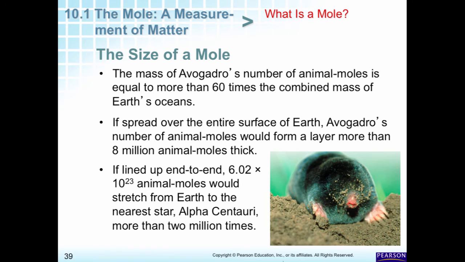I really like to think of having a mole of pizza because pizza is my favorite food. But if I had a mole of pizza, I don't know who could make that many moles of pizza, and I doubt I could even eat a mole of pizza.